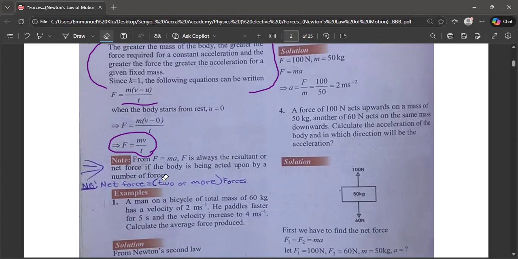So note, we are saying that therefore our force is equal to mass times acceleration. Therefore, our force is always the resultant or net force if the body is being acted upon by a number of forces. I taught you vectors. If they are moving in opposite directions, you subtract the forces before you use them to work. If they are moving in the same direction, what do we do?